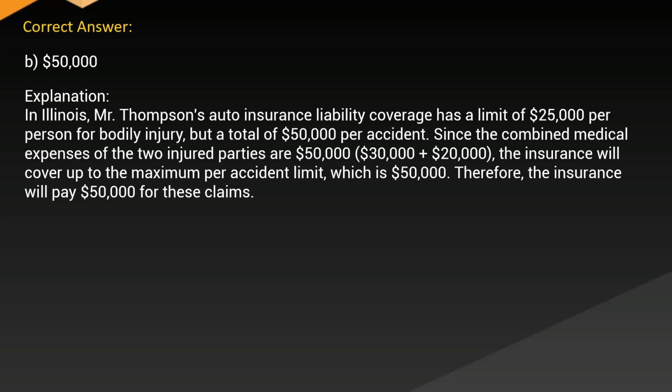Correct answer. B. $50,000. Explanation. In Illinois, Mr. Thompson's auto insurance liability coverage has a limit of $25,000 per person for bodily injury, but a total of $50,000 per accident. Since the combined medical expenses of the two injured parties are $50,000, $30,000 plus $20,000, the insurance will cover up to the maximum per accident limit, which is $50,000. Therefore, the insurance will pay $50,000 for these claims.